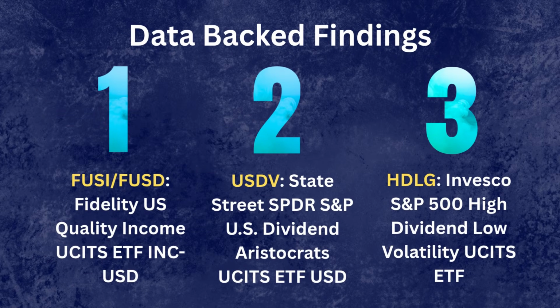FUSD, USDV, and HDLG. Now, what's interesting here is that 2 of these ETFs have already come up multiple times, specifically FUSD and USDV. But HDLG hasn't been mentioned anywhere else, which makes it a bit of an outlier, a potential hidden contender that the community and AI might be overlooking. Now, each of these brings something slightly different. FUSD focuses on quality and dividend growth, USDV leans into dividend consistency and track record, and HDLG introduces a slightly different approach, potentially offering diversification benefits.